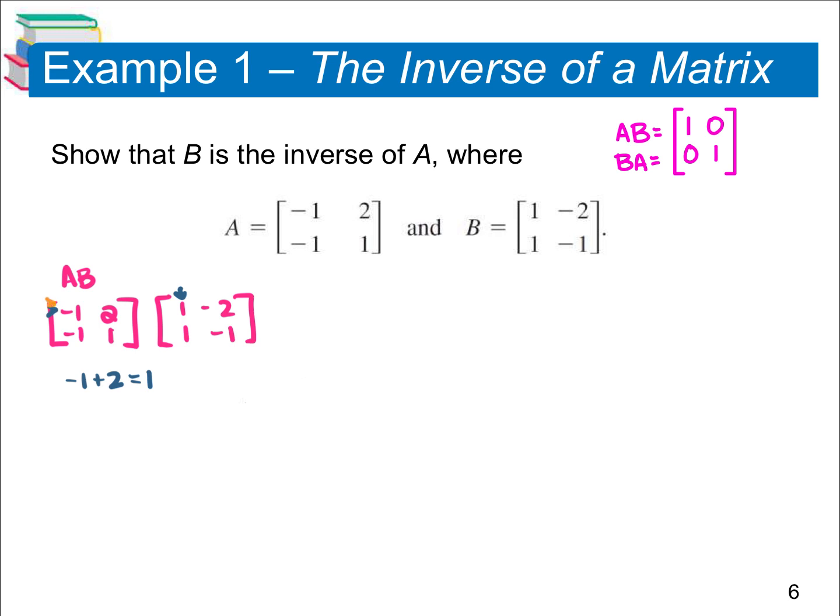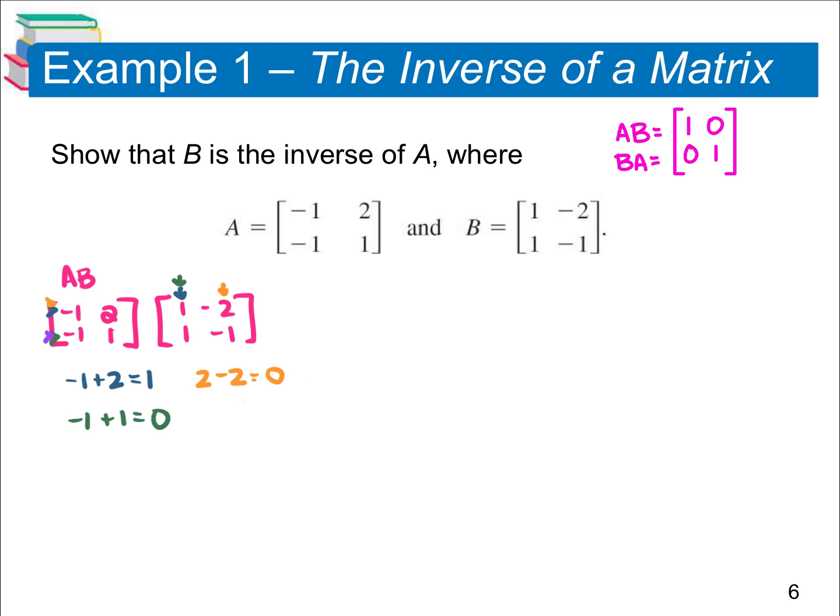Then we go first row, second column. -1 times -2 is 2. 2 times -1 is -2. That's 0. Then second row, first column. -1 times 1 is -1. And 1 times 1 is 1. You combine those, that gives you 0.